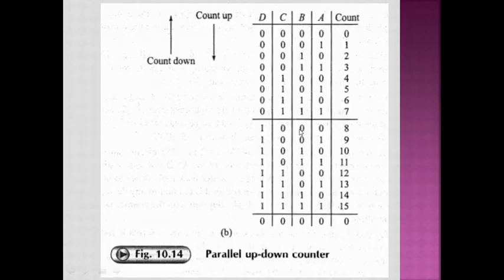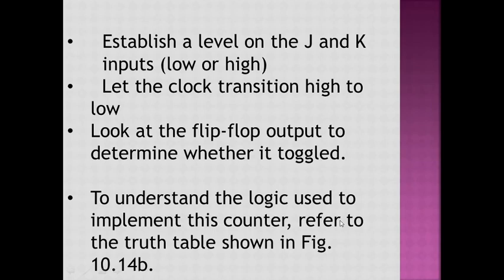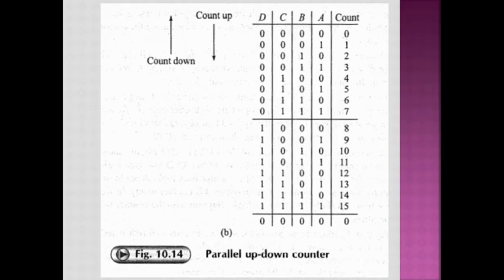And you can see here, whenever in count up mode, A is high, B is high, and C is high, then D is required to be toggled from count number 7 to count number 8. Again, when A is high, B is high, and C is high, D is required to be toggled from 1 to 0 on count number 15 to count number 0. And this can be fulfilled with our previous state.